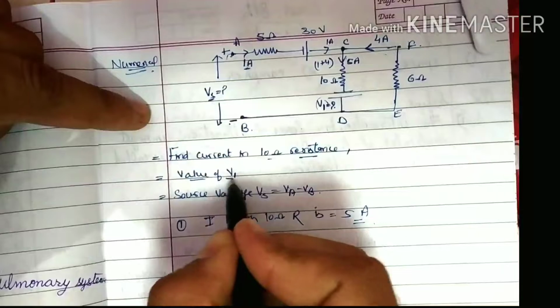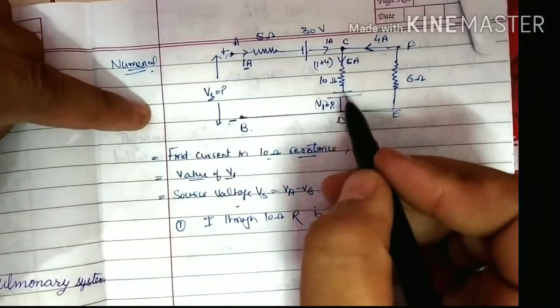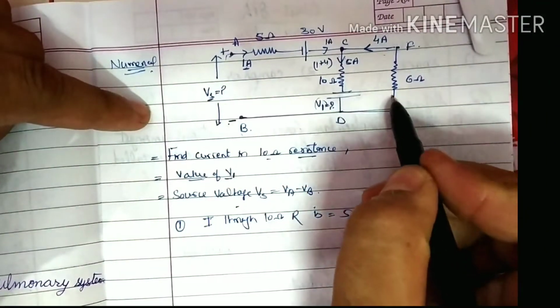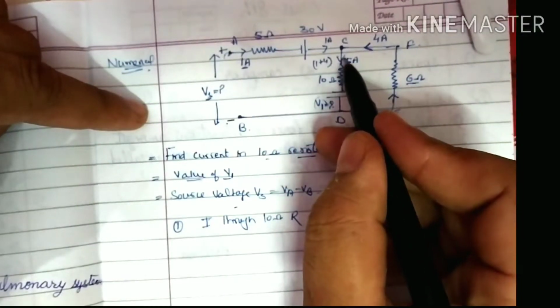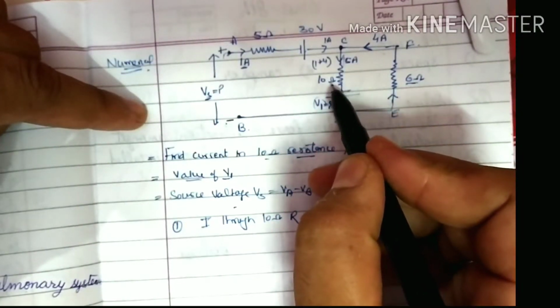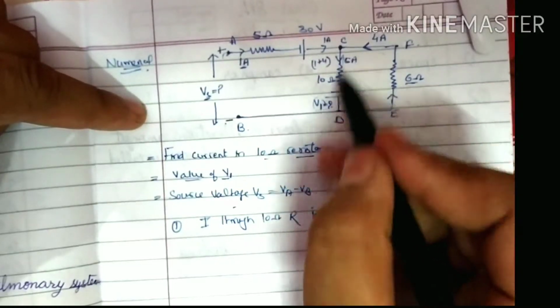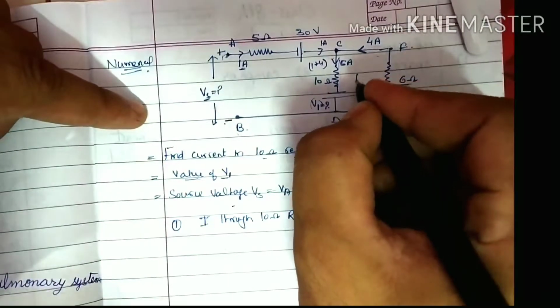Now find the value of V1. To find the value of V1, you know that in this arm current is flowing and the resistance is given. In this wire we know the value of current and the resistance, and V1 we can find out by considering this loop.